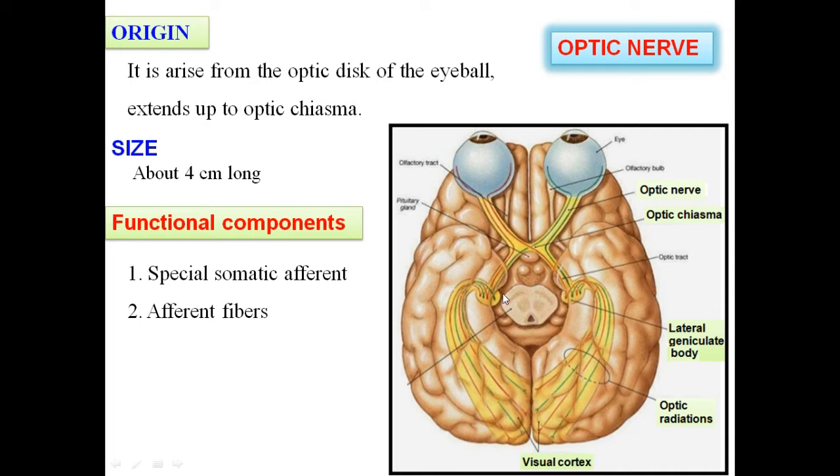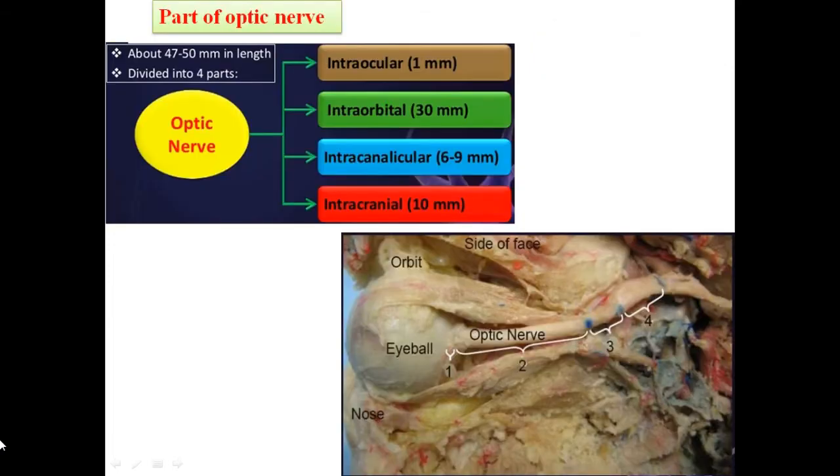These are very important. You can see the lateral geniculate body, then the optic radiation synapses with the visual cortex. For discussion purposes, the optic nerve divides into 4 parts. The smallest part is the intraocular part, the largest part is the intraorbital part, then the intracanalicular part, and the fourth one is the intracranial part. The entire length of the optic nerve is about 4 cm.